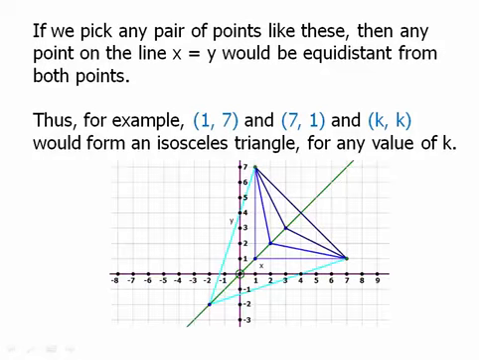So here we can get a visual of it, and we can actually see these various isosceles triangles. Here I picked just a few example points, but you get the idea. Any point on that line, the (k, k) could be anywhere on that line, and we'd get isosceles triangles.